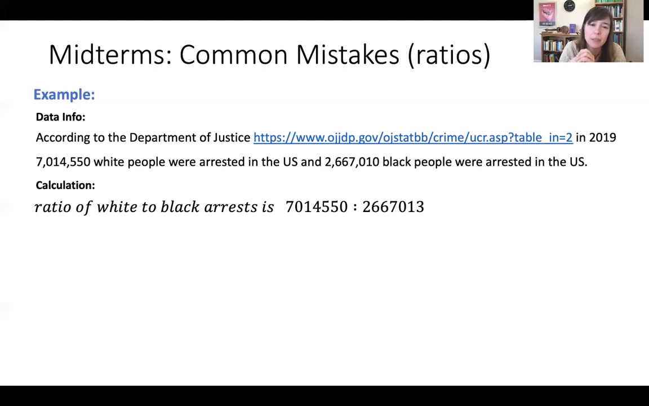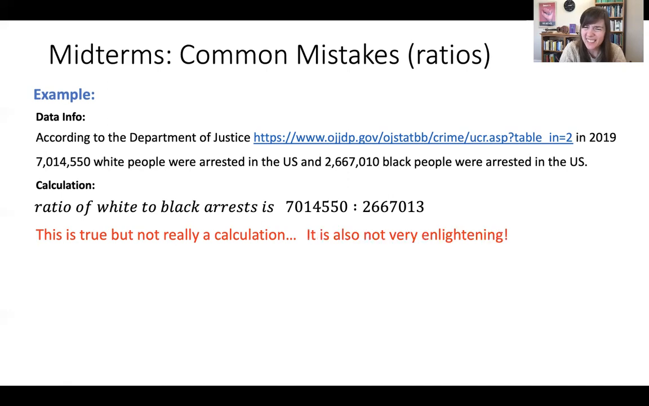The ratio of white to Black arrests in the US is 7,014,550 to 2,667,013. Whoops, there's a typo. That should be a 0. And okay, in one sense, this is true, but it's not really a calculation. I mean, all that happened here was that you took two numbers and then just wrote them as a ratio, but this is not a calculation. And this gets no points for a calculation.